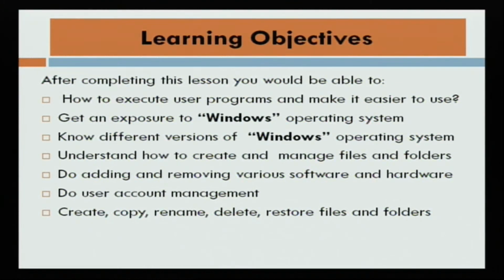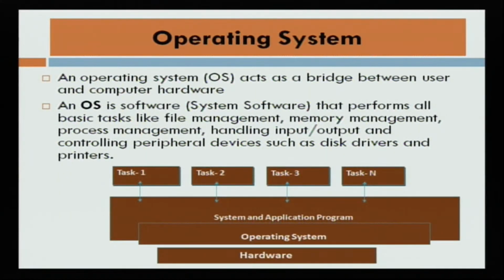Before getting into this chapter, let's revise a few things from your previous lesson. We already talked about software in the previous chapter. Software, as we know, is categorized into two parts. The first one is the system software and the other one is the application software. Operating system comes under system software. An operating system acts as a bridge between the user and the computer hardware.